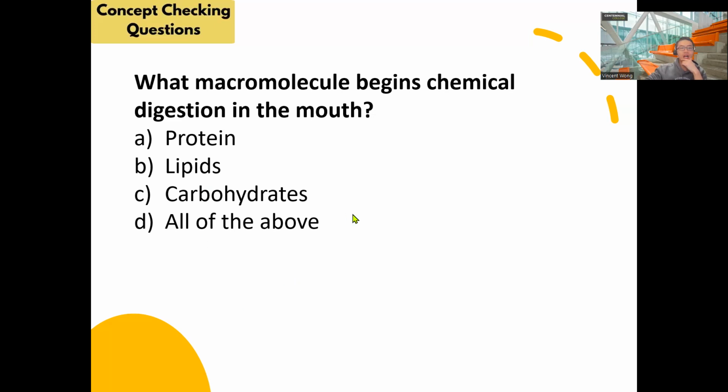Okay, this one is the carbohydrates, right? Because the saliva has the amylase, and the amylase will break down the amylose, which is a type of carbohydrate, in the mouth.